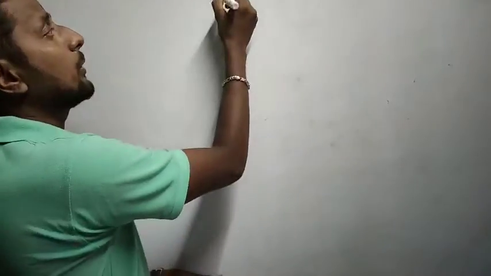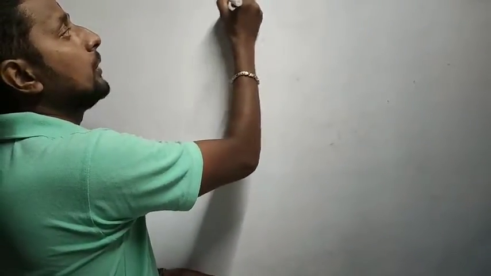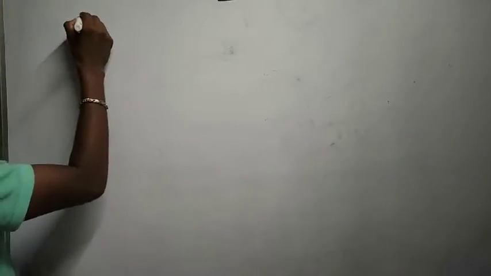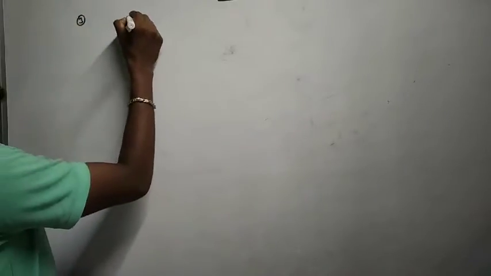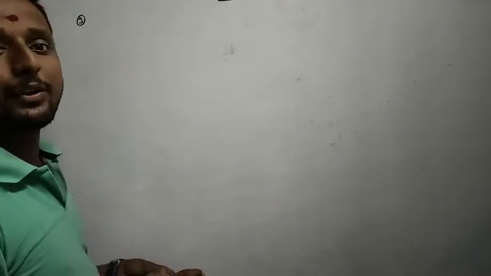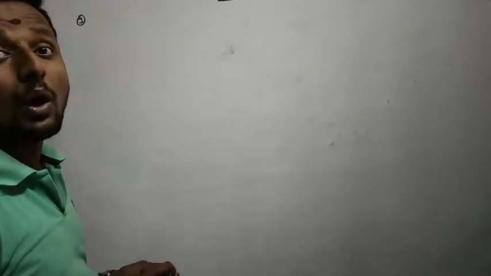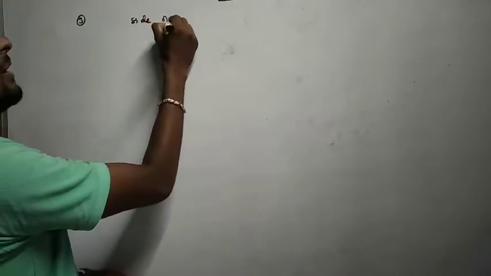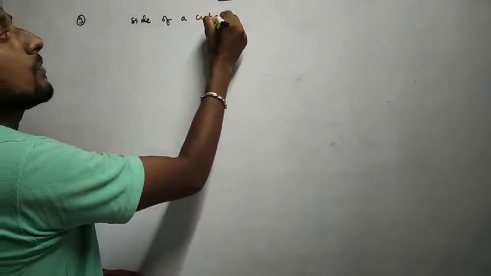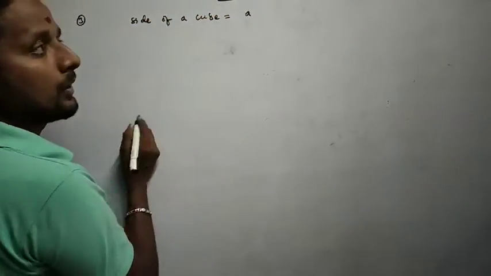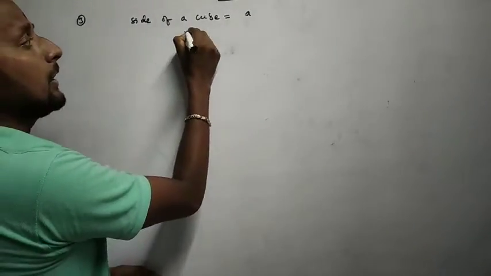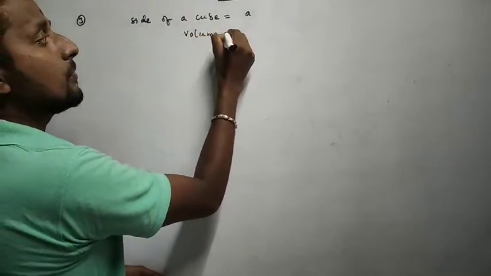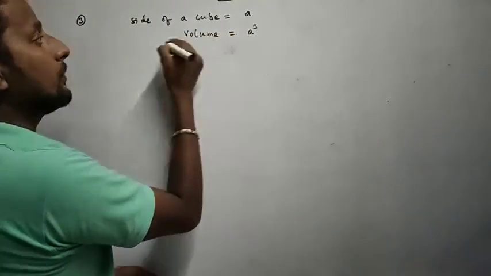Yeah, welcome my children. We'll solve the problems from 14.2. First, third problem. The question is, if a side of a cube is reduced by half, then what change happens in the volume? That is the question. Okay, so here I write, side of a cube is equal to a. So when the side is a, its volume is a cube.